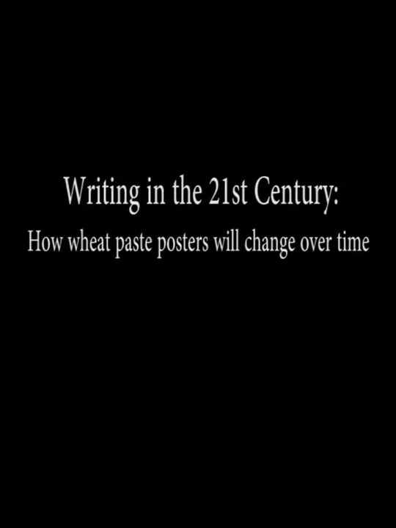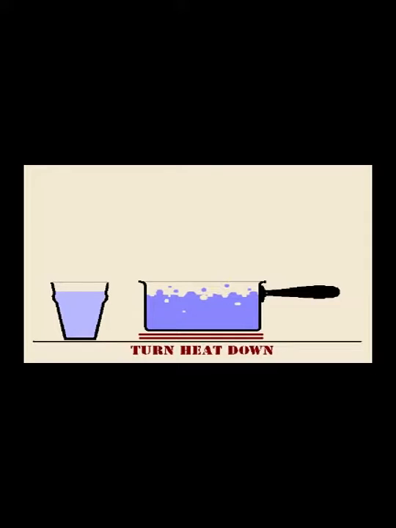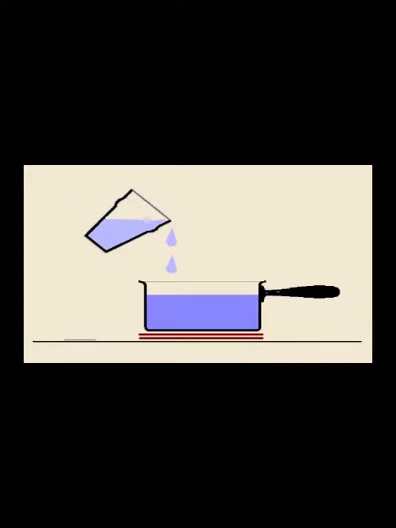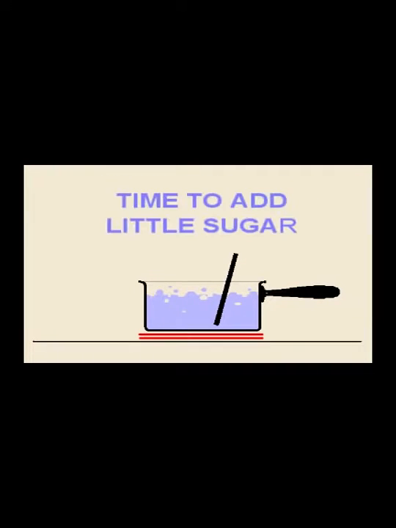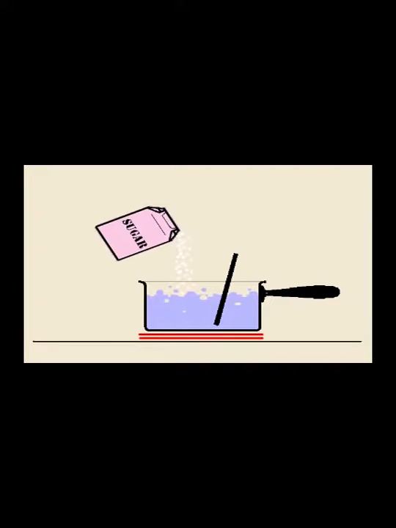Writing in the 21st century. How wheat paste posters will change over time. Wheat paste posters refers to any poster applied to a surface using a homemade glue called wheat paste, which is made from combining and boiling flour, sugar, and water.